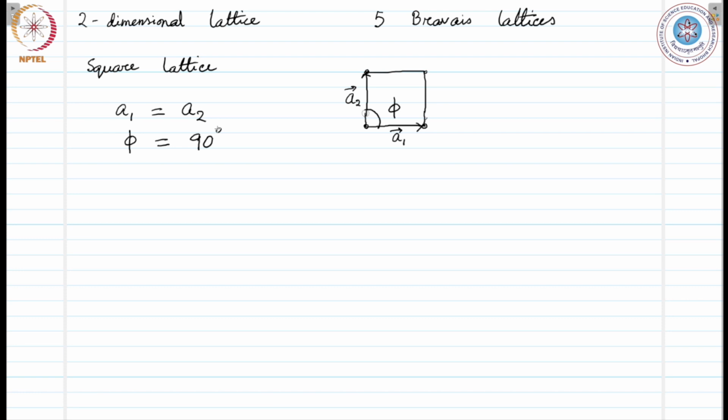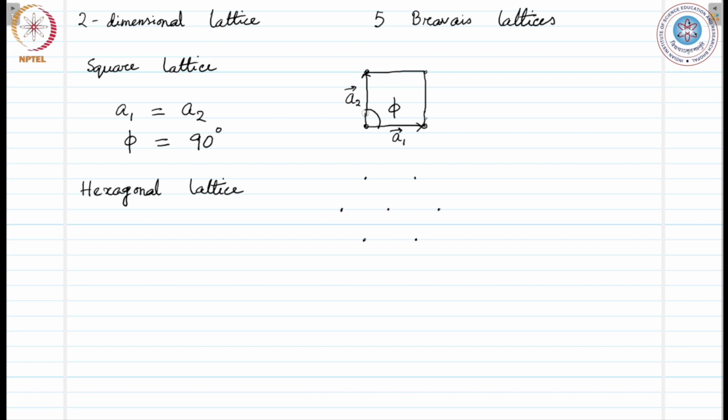We can have hexagonal lattice in 2 dimensions. How would a hexagonal lattice look? A lattice site at the center of the hexagon, not an atom, and similarly one here, one here, one here, one here. Repetition of this will make a hexagonal lattice.